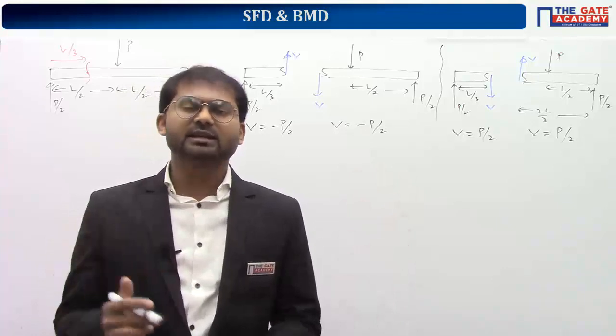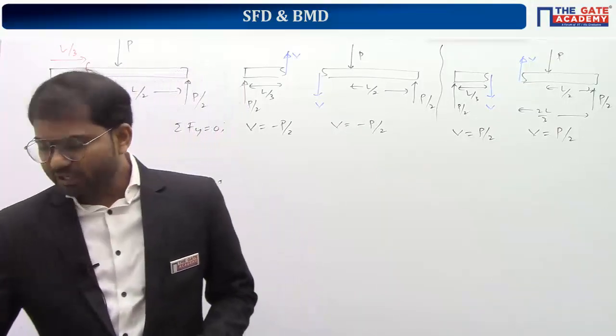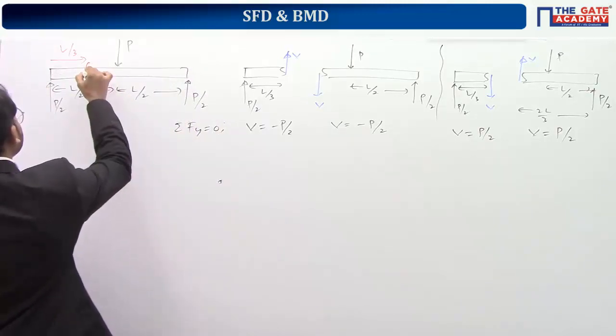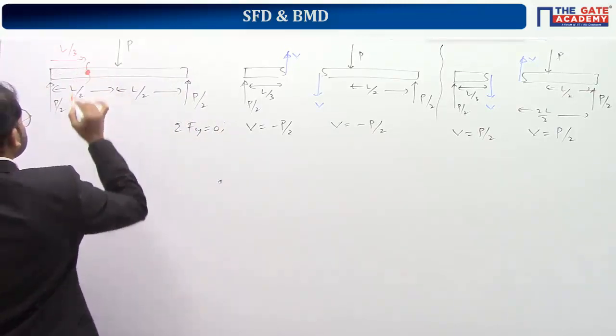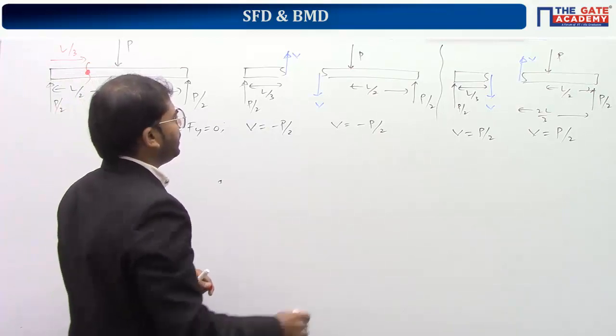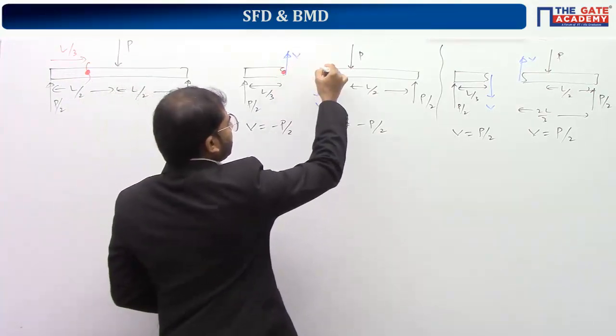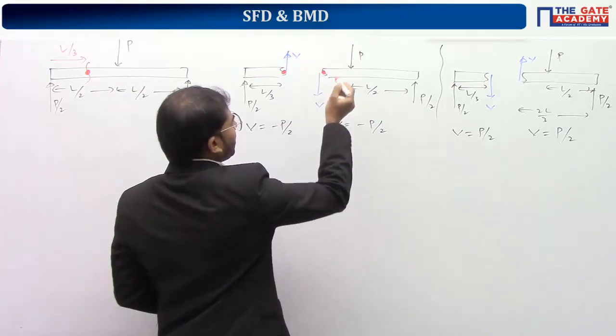First of all, let's get the value of bending moment as well. In bending moment also, I am interested in finding the bending moment at this location, that is x is equal to L by 3 from the left side. So this is the point where I should get the value of bending moment, coming onto the left side of the cut, and this is the point if we are coming onto the right side of the cut.